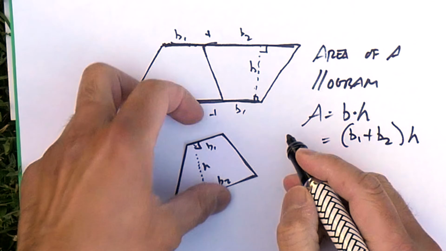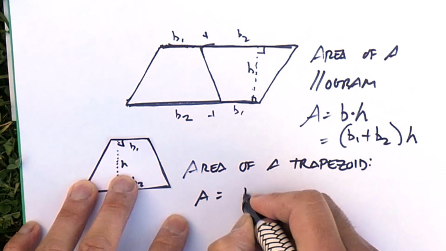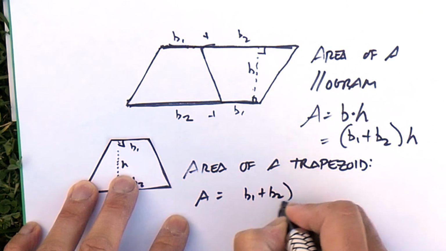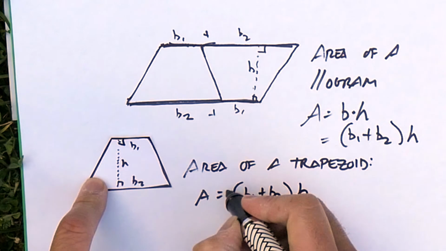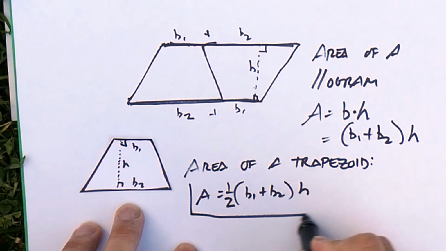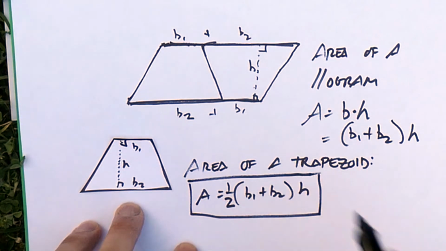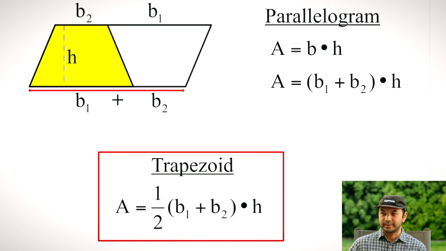So just one is the same as the area of a parallelogram, but there's only one of them. This is 2, so I'm going to take 1/2 of that. And there you have it. That's how you find the area of a trapezoid. Okay, so hopefully that helped.